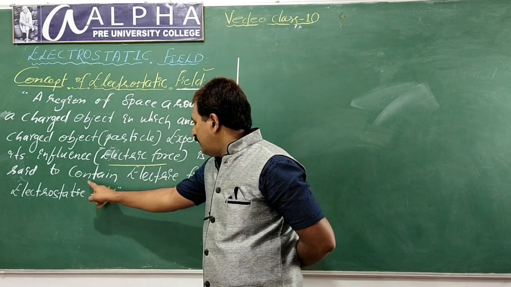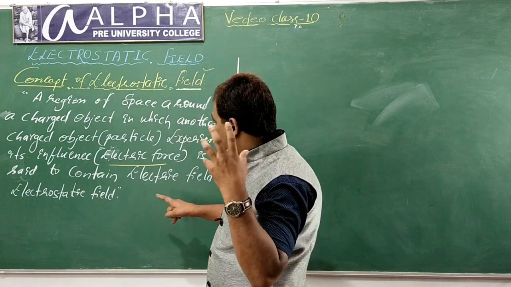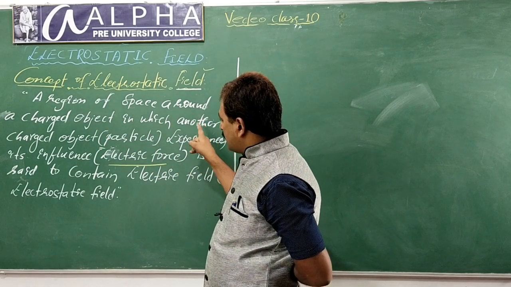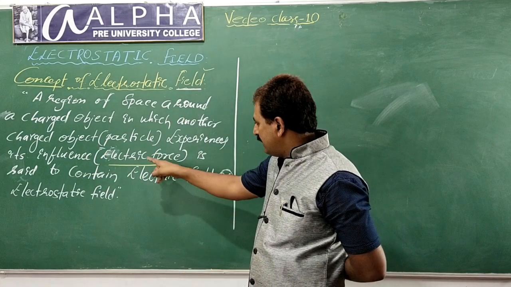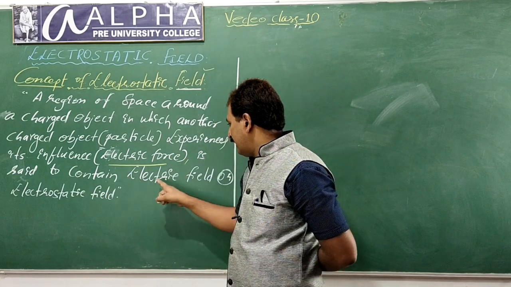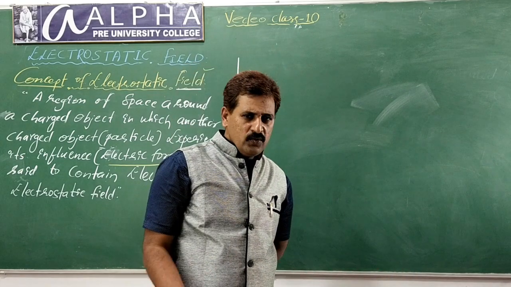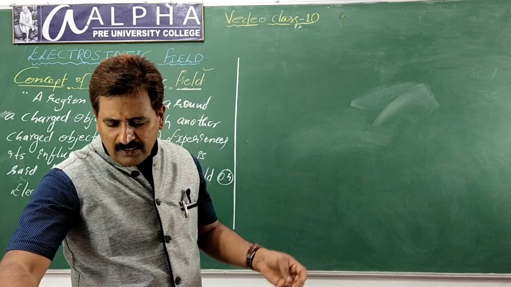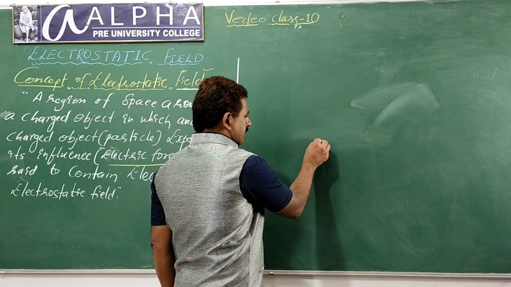That region is said to contain electric field or electrostatic field. Once again, you keep this in mind. The region of space around a charged object in which another charged object experiences its influence. That influence is electrostatic force. The region is said to contain electric field, also called electrostatic field. Why? Usually you consider here in this chapter charge at rest. Students, we have been learning about charge and its properties and the force between two charges, that is Coulomb's law.